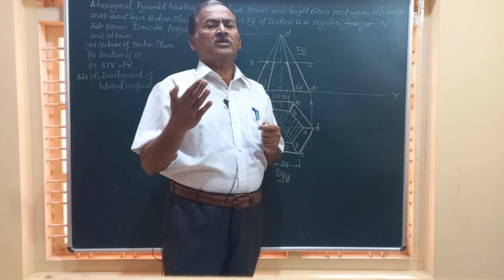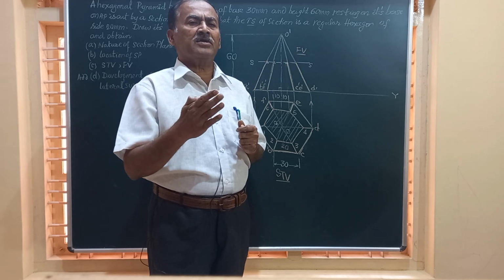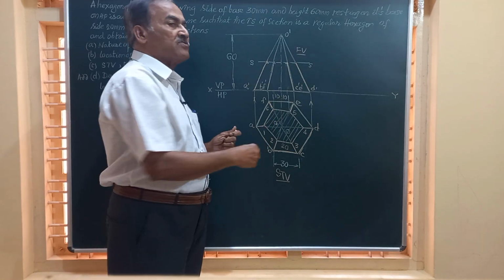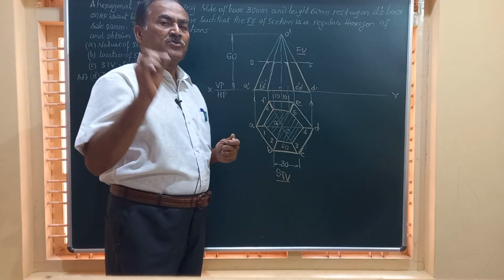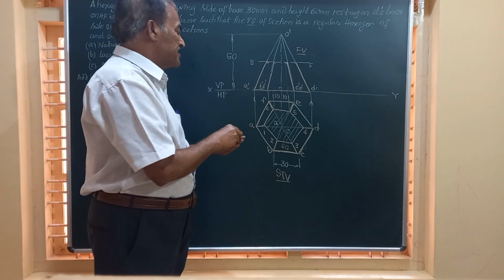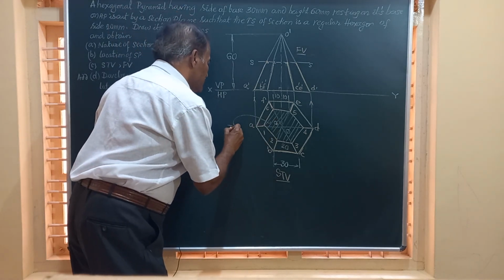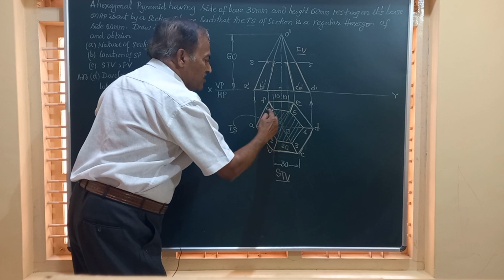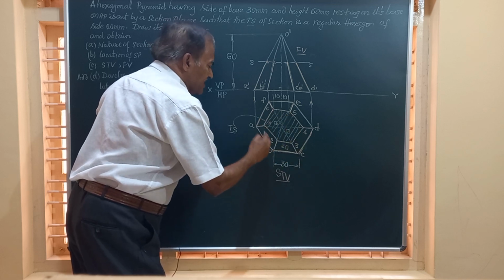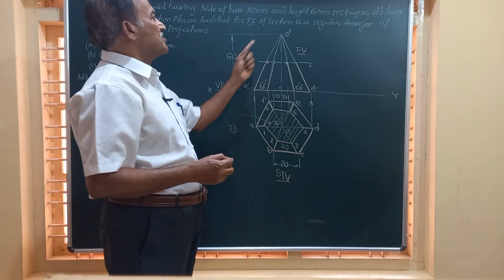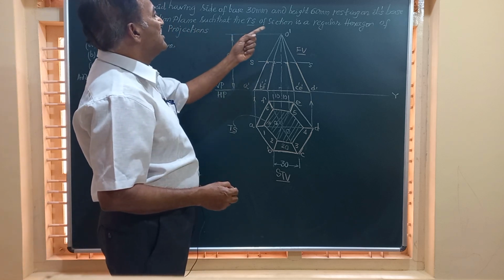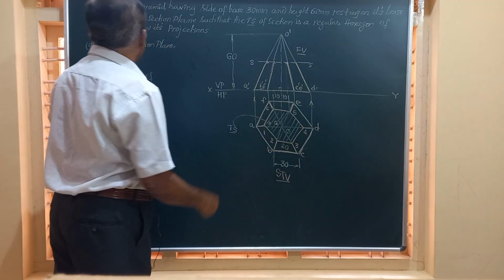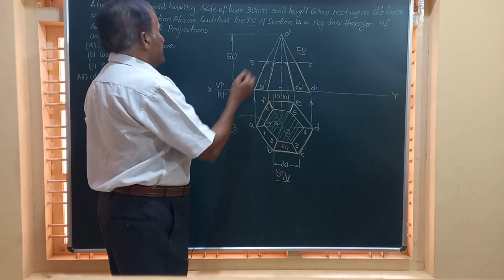Friends, whenever any solid is cut by a horizontal section plane perpendicular to VP, whatever the hatched portion or sectioned portion you get in the top view is going to represent the true shape of the section. The complete figure is called the sectional top view, and the hatched area here, 1, 2, 3, 4, 5, 6, represents the true shape of the section. And this true shape, as given in the problem, is a regular hexagon of side 20 mm. This is 20, 20, all sides are 20, and the section plane is horizontal.